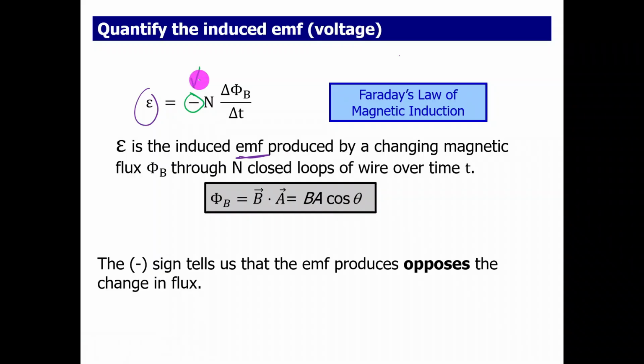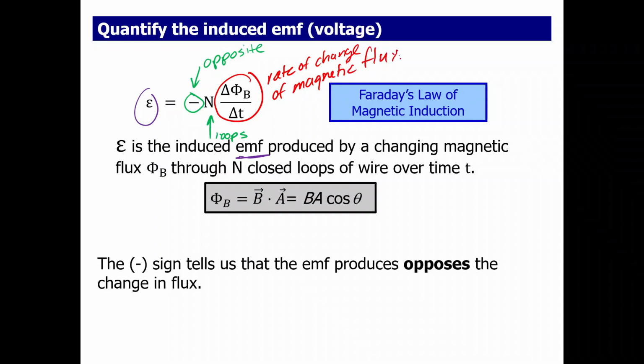So that means opposite. And then N is our number of loops. So if you have one loop, you're going to get a certain voltage, a certain EMF. If you have more loops, you're going to get more of that. And then this last guy here, this is the rate of change of magnetic flux.